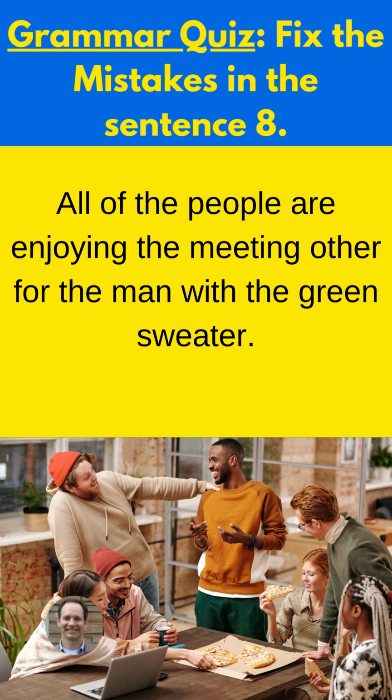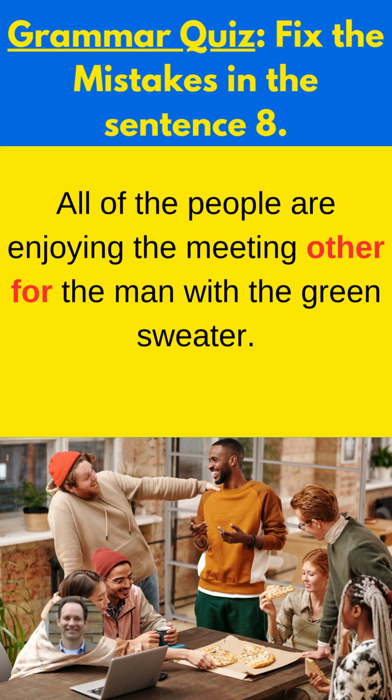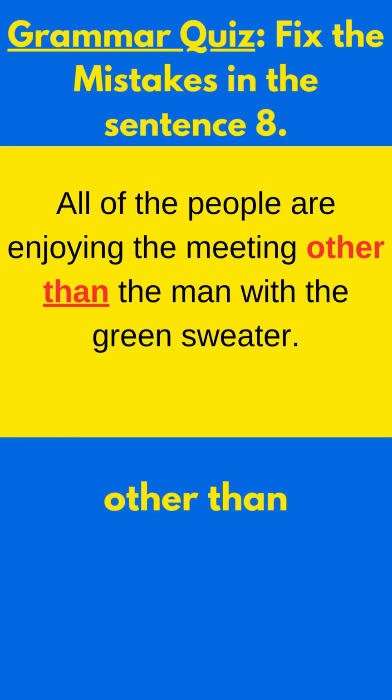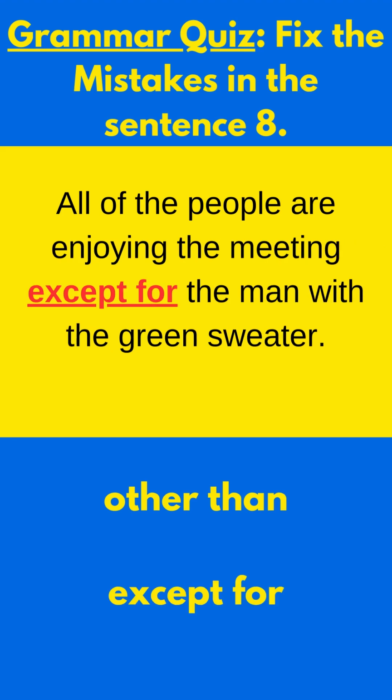Fix the mistake in this sentence. All of the people are enjoying the meeting, other for the man with the green sweater. The problem is with other for. I have two options to get that idea of the one person who is an exception or left out or different. So we could say other than. So all of the people are enjoying the meeting other than the man with the green sweater. Or we could, with the same meaning as except for, all of the people are enjoying the meeting except for the man with the green sweater. That means just not that person.